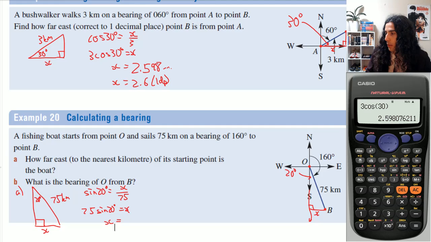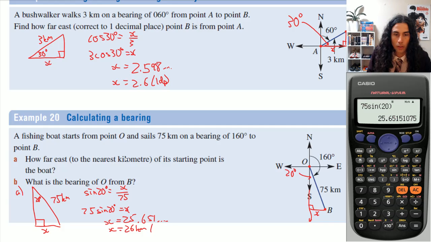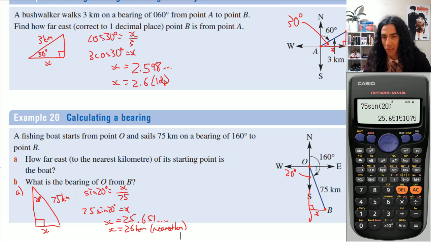Calculator. .651. We want how far east to the nearest kilometer? 25.6. 26 kilometers. Nearest kilometer. But B, this is where it can get a bit tricky. What is the bearing of O from B? Oh, no. Not. I was thinking of a different type of question.